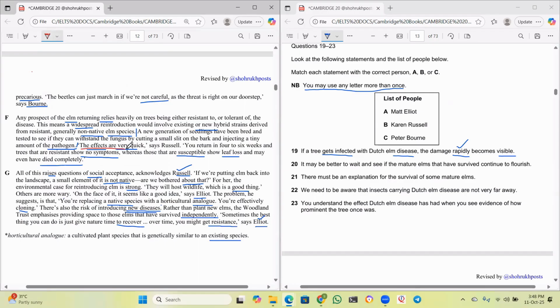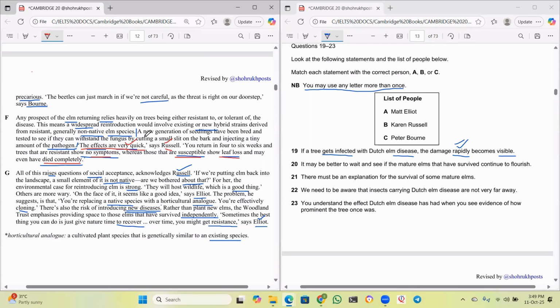The effects are very quick. What do you mean by very quick? Rapidly, right? Who said it? Russell, in connection with the experiment. Now you return in 4 to 6 weeks, and the trees that are resistant show no symptoms, whereas those that are susceptible have leaf loss and they may have died completely. That's what Russell said. It means if a tree is infected with the disease, the damage rapidly becomes visible.